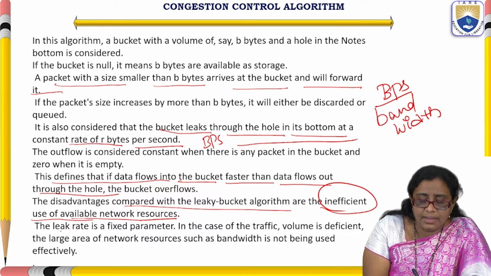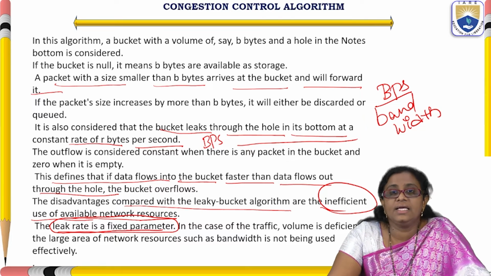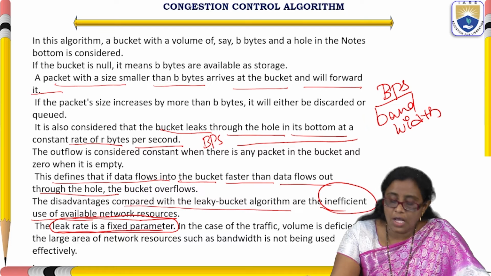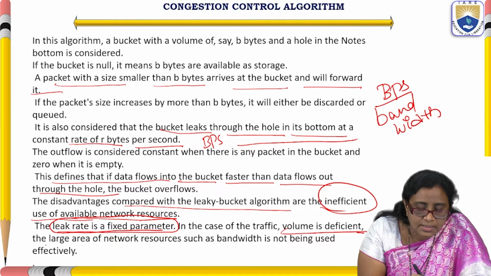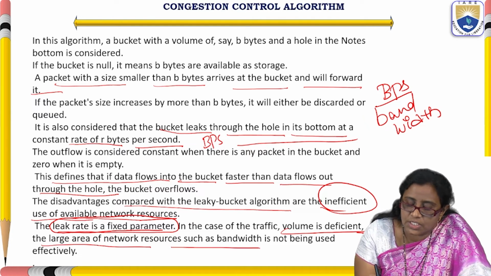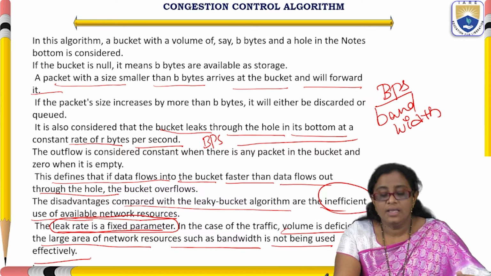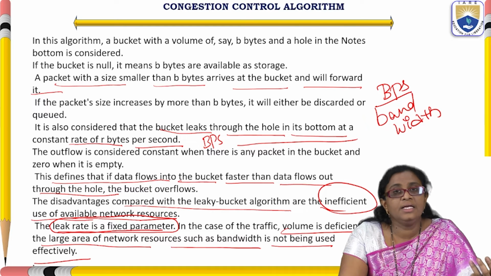Here the leak rate is a fixed parameter. In this case, when the traffic volume is deficient, the large area of network resources such as bandwidth is not being used effectively. Mainly the disadvantage is that the leak rate is fixed.